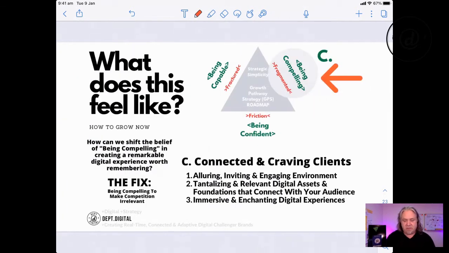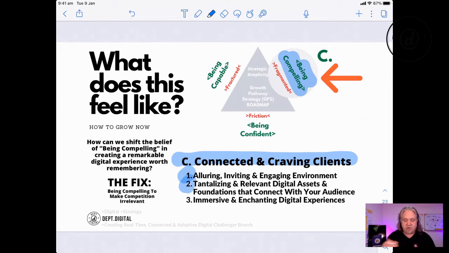And then finally, what's the last one? We're feeling fragmented, so we can be more compelling to overcome that. And how do we do that? Well, creating connected and craving clients as well. And this is where we look at things like alluring, inviting, and engaging environment, so people want to stay. People want to see what's going on and how you're able to do it and that sort of thing.